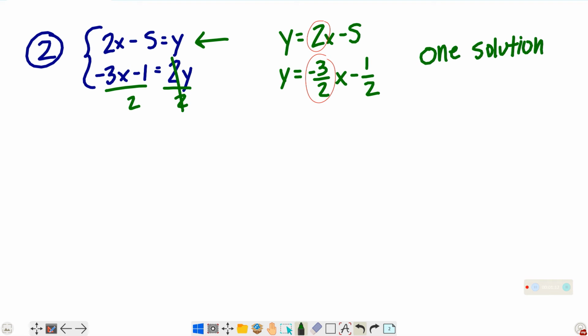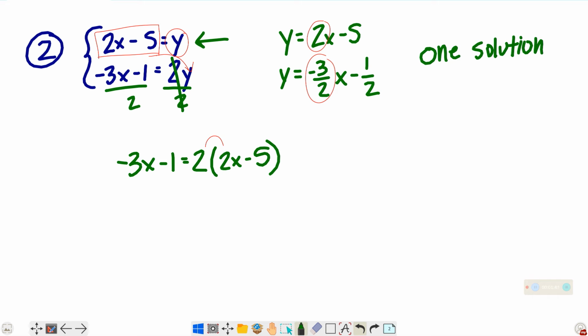So I'm going to go back to my original equations. And here I have y is equal to this piece. So I'm going to substitute that piece in for this y over here. So it should look like negative 3x minus 1 equals 2 times whatever that y is equal to, which is this whole chunk here. Use the distributive property. 2 times 2x is 4x. 2 times a negative 5 is negative 10.